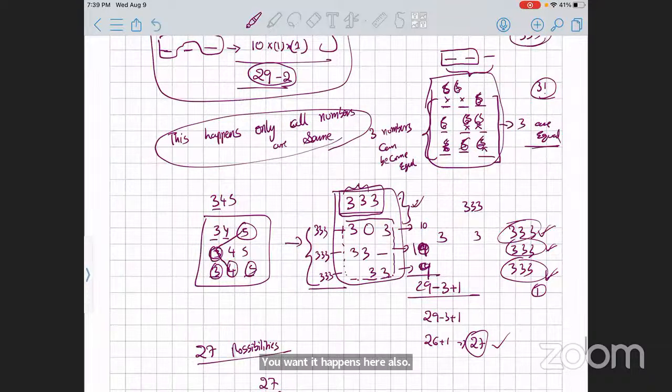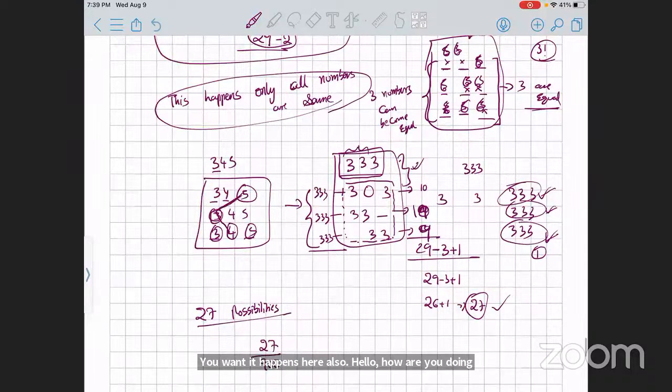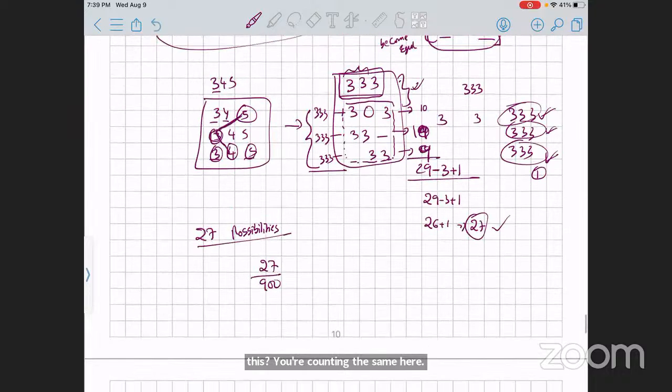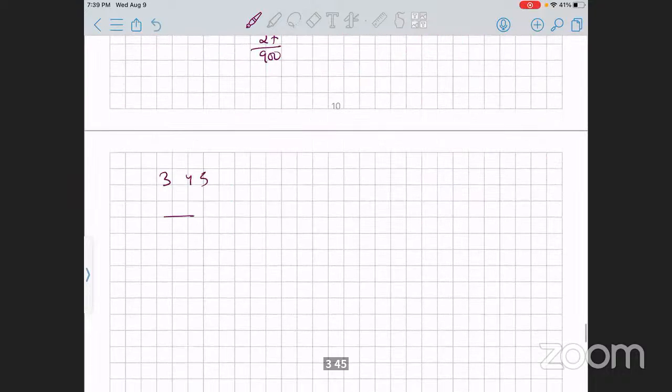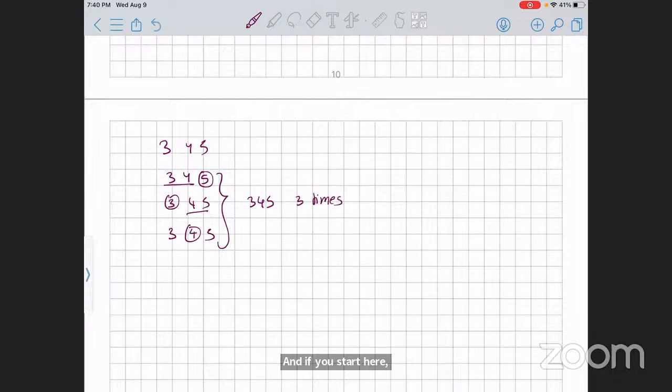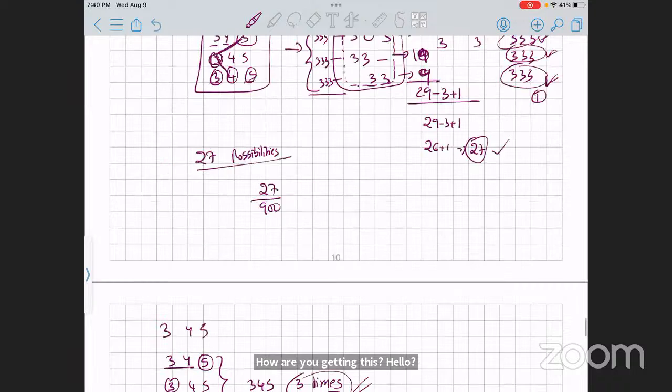Are you getting this? You are counting the same here. Look, 345. So for suppose 345, first make two numbers constant, 4 5 constant, and then 3 5 constant. Now if you select here 5, and if you select here 3, and if you select here 4, you will get 345 3 times. Are you getting this?